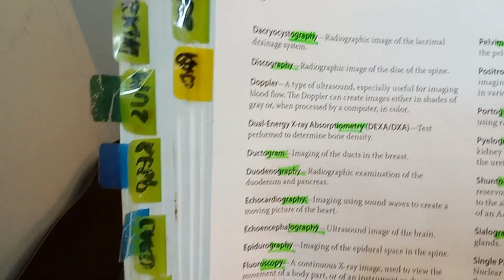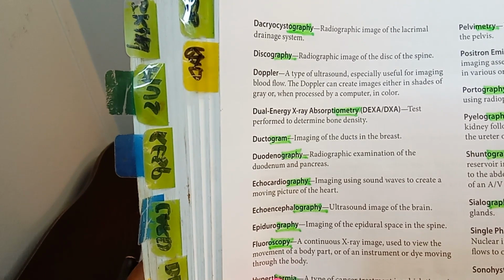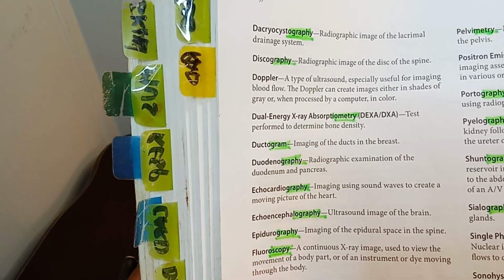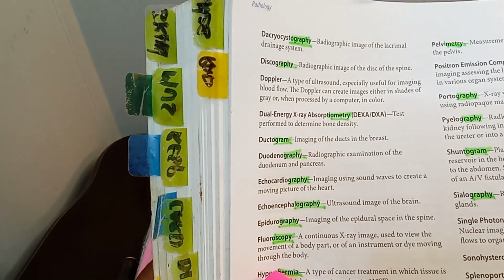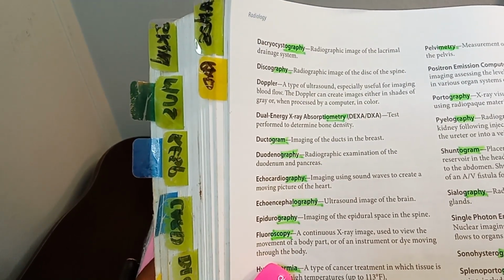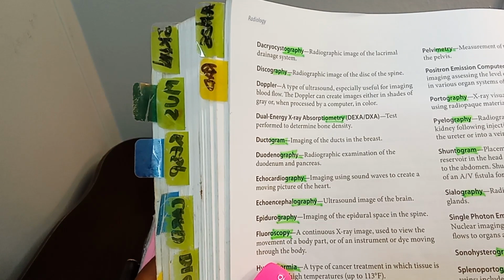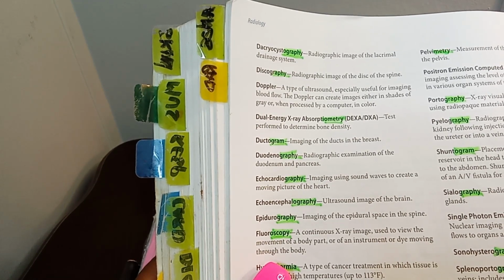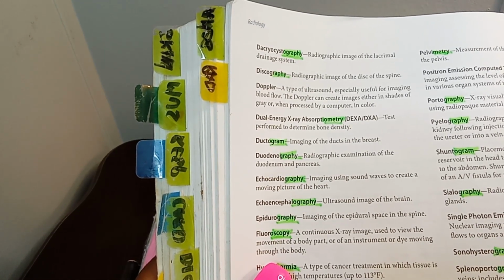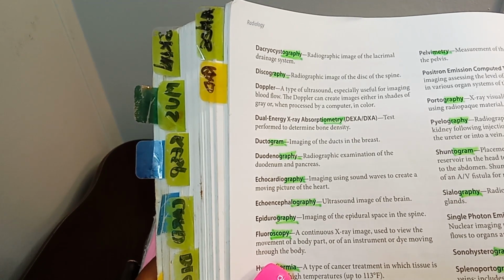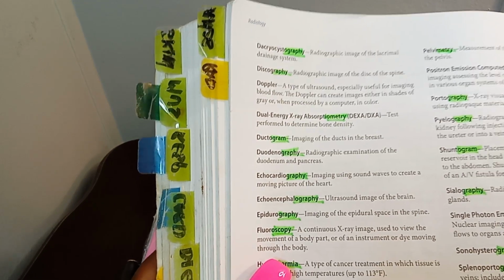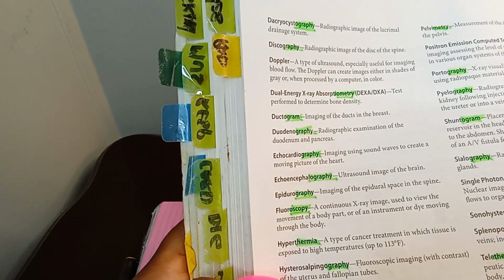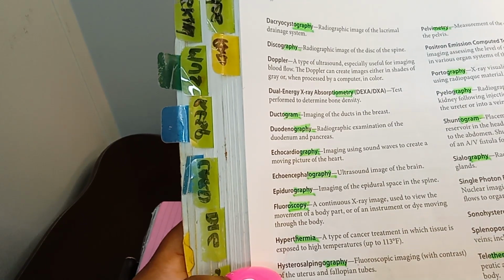So you have epidurography, epidural space in the spine. Fluoroscopy, right here. That's a very popular one. What I'd call it is like a moving x-ray. Fluoroscopy, or sometimes people say fluoro. So scopy, right? They use the scopy, and that gives you that examination term. All right. Hypothermia.